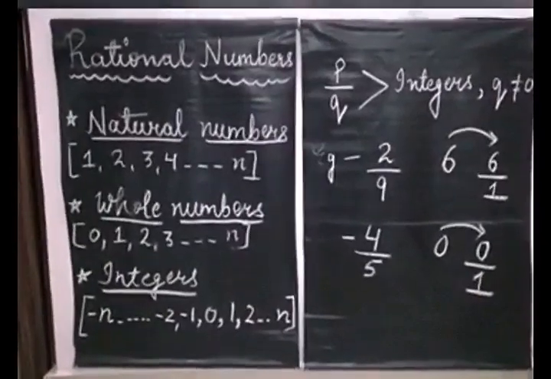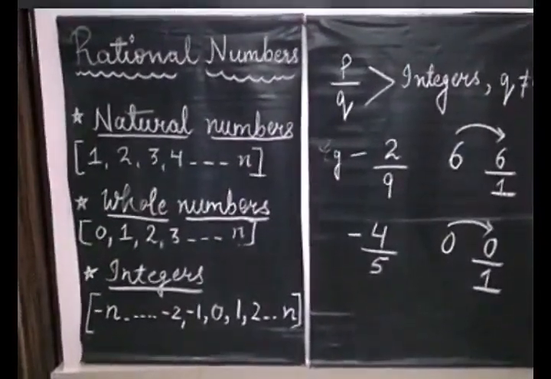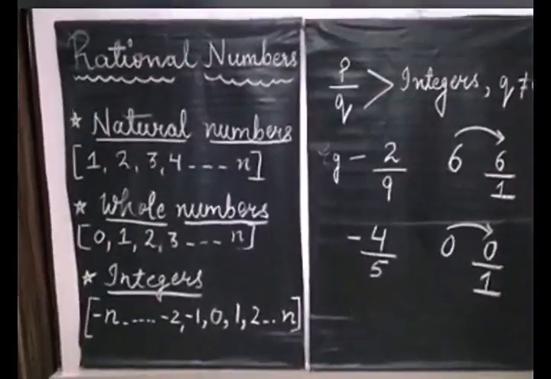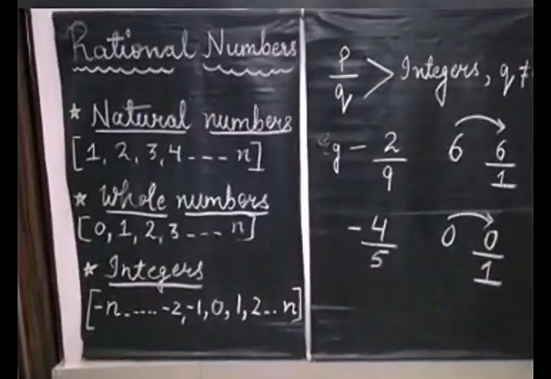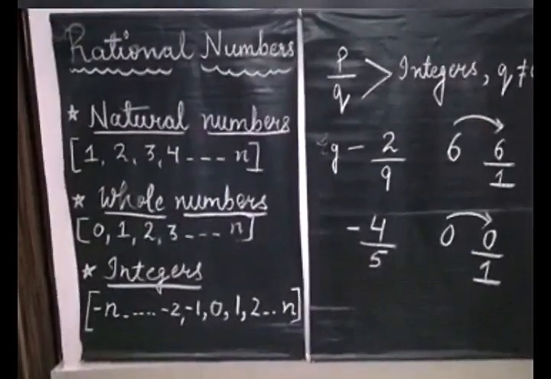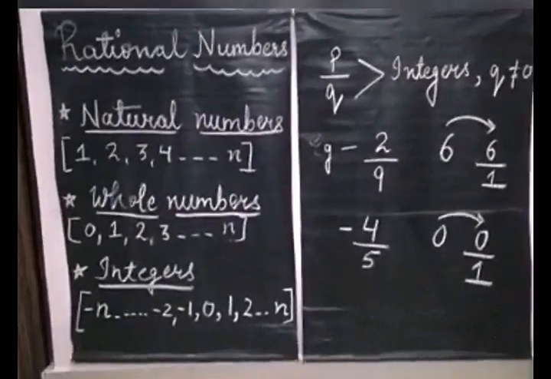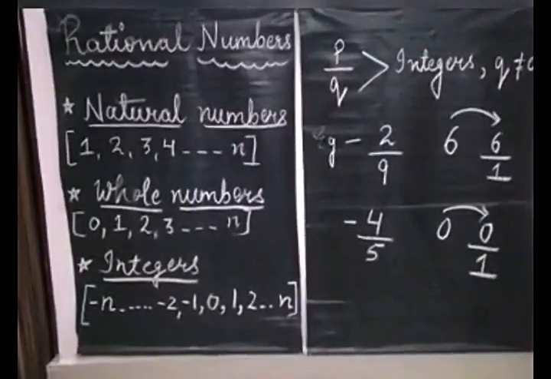First term is natural numbers: 1, 2, 3, 4 up to n numbers. These numbers fall in the category of natural numbers. Second term is whole numbers: 0, 1, 2, 3 up to n numbers. All these numbers fall in the category of whole numbers.